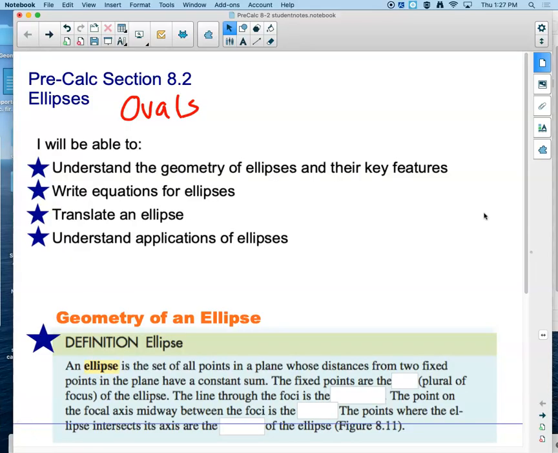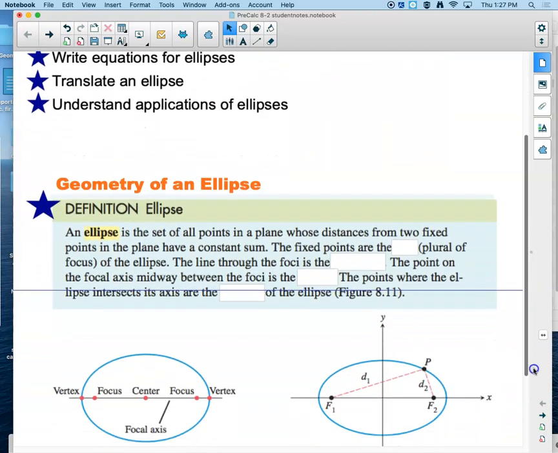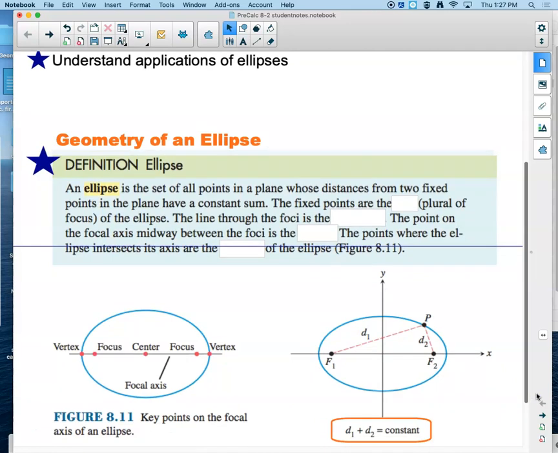So we will be able to understand the geometry of ellipses and their key features, write equations for ellipses, translate an ellipse, and then on Monday we'll work on understanding applications of ellipses. So the key here is putting the fact that we're using algebra with a geometry shape together at the same time. Geometry of an ellipse.